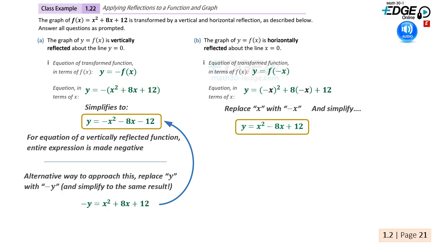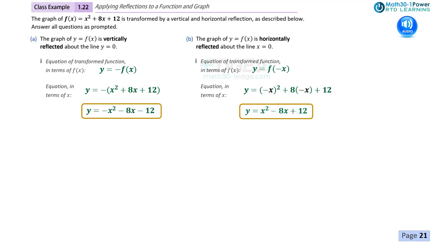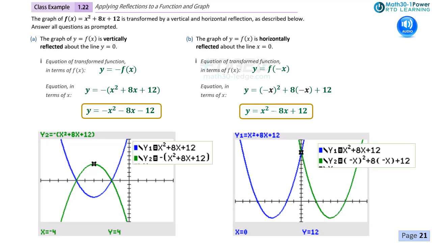This gives us a final form of y equals positive x squared minus 8x plus 12. Now that we've determined our transformed equations, it's worth putting them into our graphing calculator to confirm that we've correctly associated them with the vertical or horizontal reflection. You can see in the left case that when I put negative out front of a bracketed x squared plus 8x plus 12, I do in fact show the vertical reflection. And when I replace each instance of x with negative x, as in the right case, we do get that reflection over the y-axis.